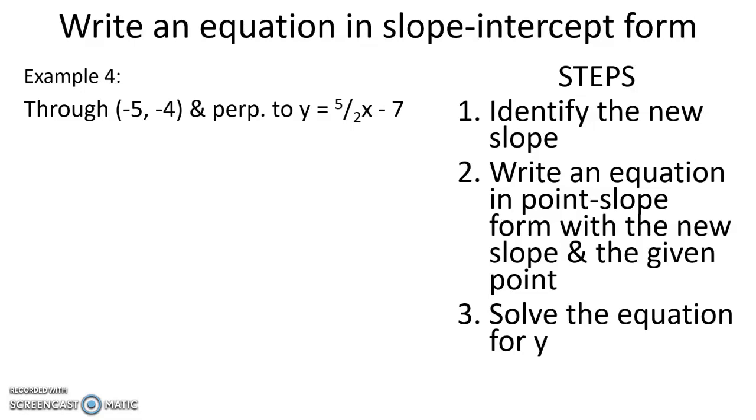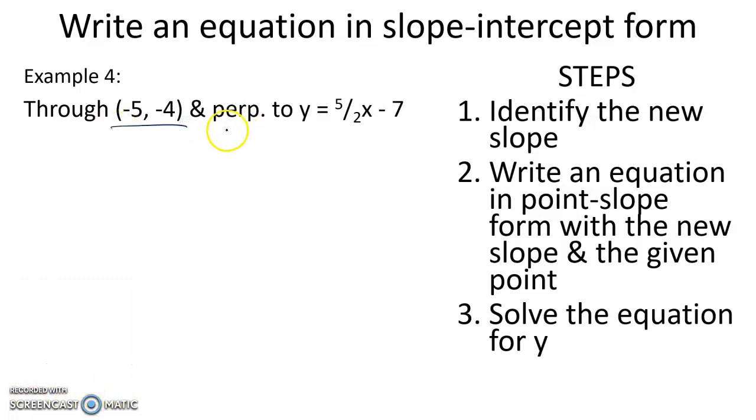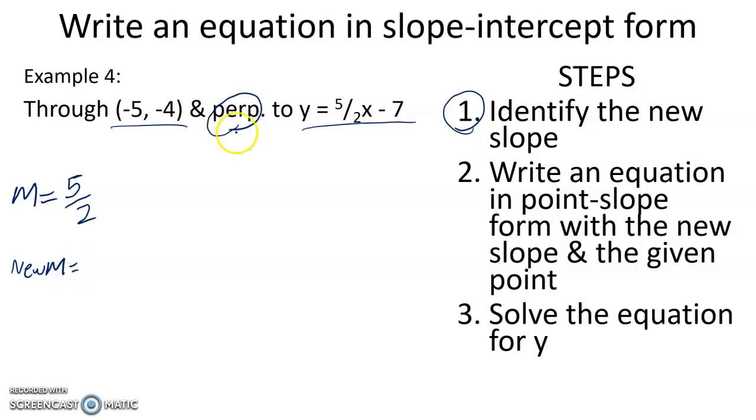So now what we want to do is write an equation of a line that passes through this point right here and also is perpendicular to this line right here. Now the first thing we have to do, and we have our steps over here, is identify the new slope. So I'll write m, that's just your old slope. Your original slope is 5/2, which means that your new slope, for perpendicular, is the negative reciprocal. So it's negative 2/5. Literally, just take the fraction and flip it.